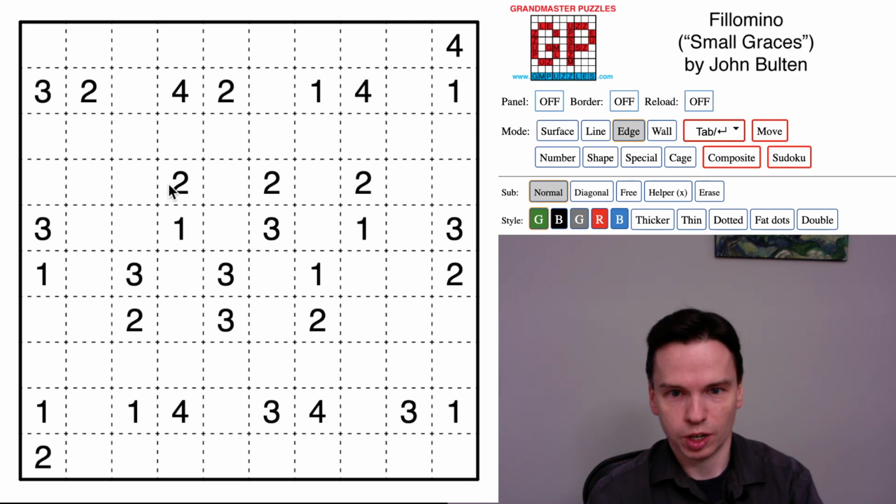So we're here to solve this Fillomino by John Bulten called Small Graces. It has a theme that's tied to the digits 1 through 4 being the only givens in the grid, but my guess is we're going to see far larger digits as we work through the solve.